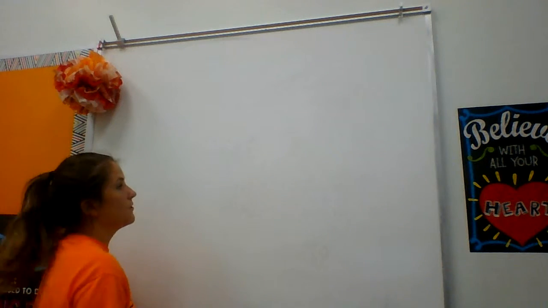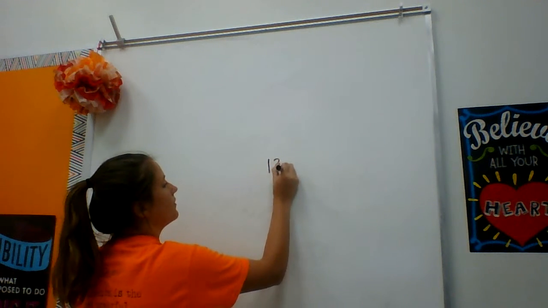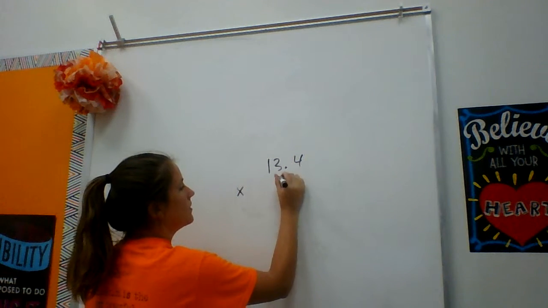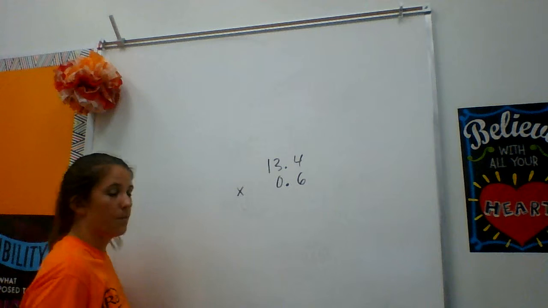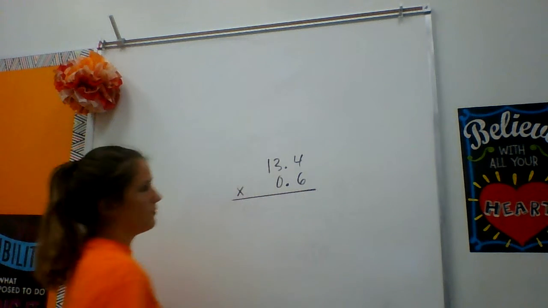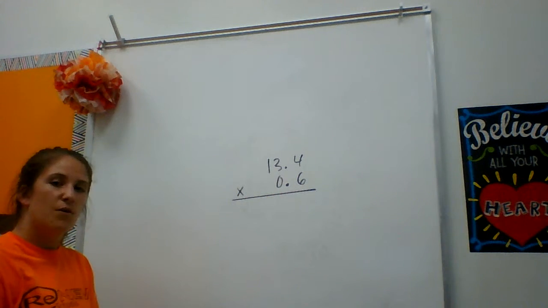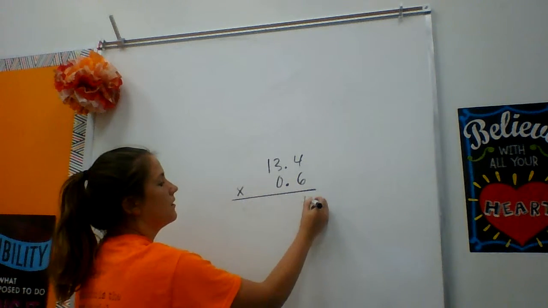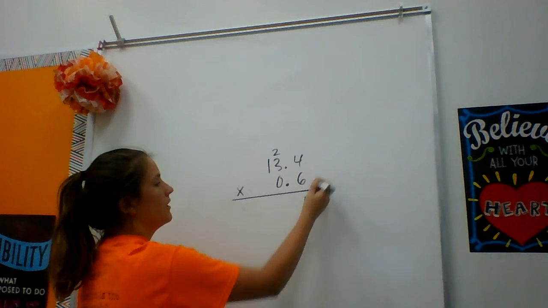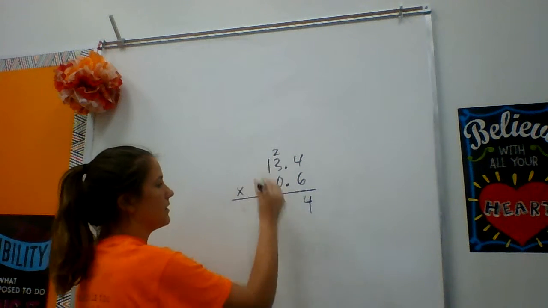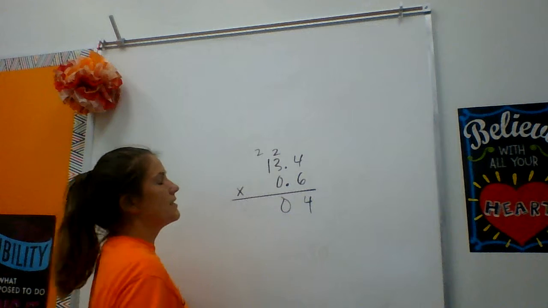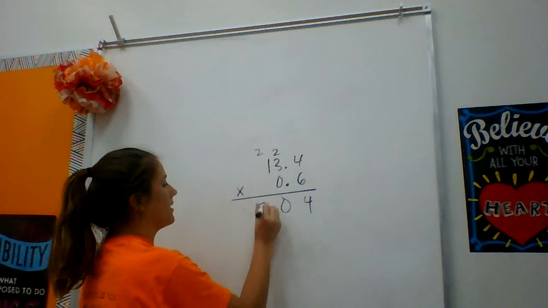In this bottom section where it says part 2, let's work on multiplying decimals. The first thing I want you to write is 13.4 times 0.6. We're going to solve this problem together. Here's just a review of how we multiply with exponents. 6 times 4 is 24. 6 times 3 is 18, plus 2 gives me 20. 6 times 1 is 6, plus 2 is 8.